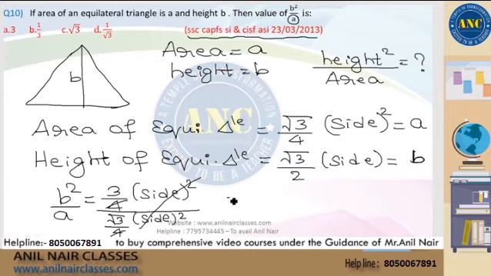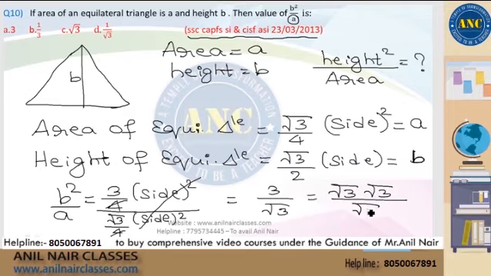4 will cancel with 4. You are left with 3 divided by root 3. 3 can be written as root 3 into root 3 divided by root 3. So root 3 cancels. You are left with root 3. Answer is option C.